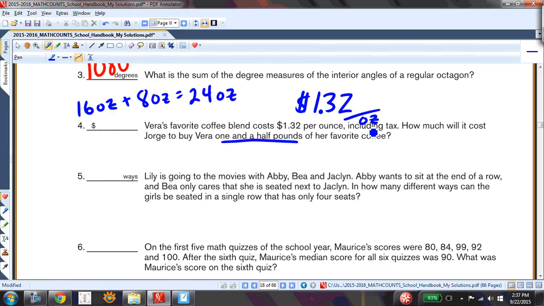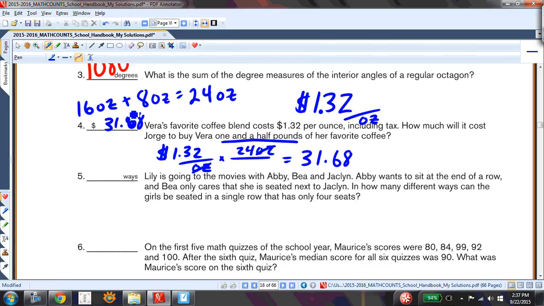So if I want to figure out how much this is going to cost, I do $1.32 per ounce. I'm going to put that in the denominator. It's sort of like we're doing dimensional analysis, times 24 ounces. Notice that my units cancel out there. And I get just $1.32 times 24. That is $31.68.